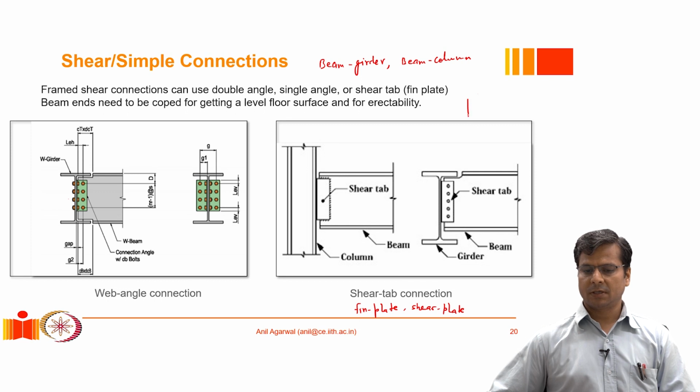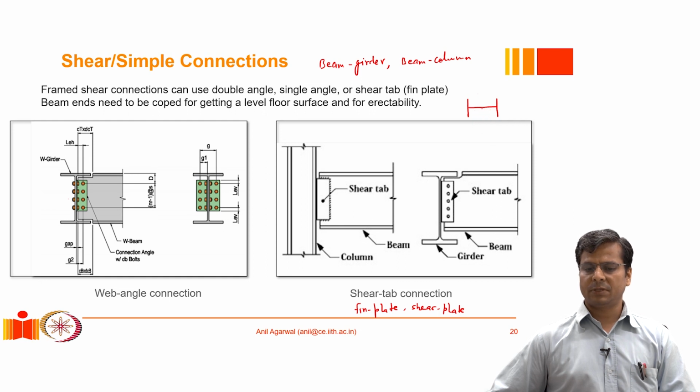So in some cases, for example, I may want to provide a simple connection here. Now, in such a situation, it is perfectly fine. The beam width is less than the column depth. It is fitting perfectly fine, no issues.